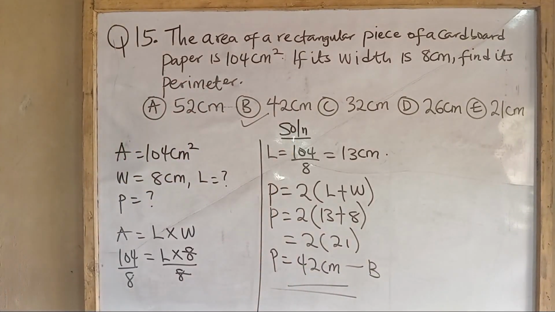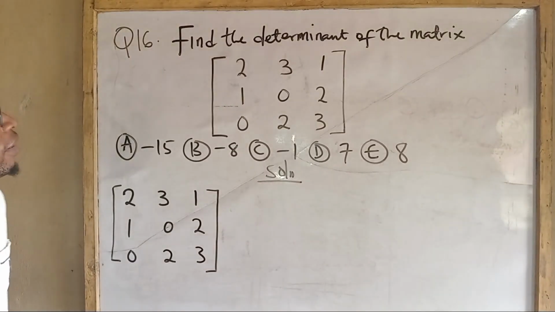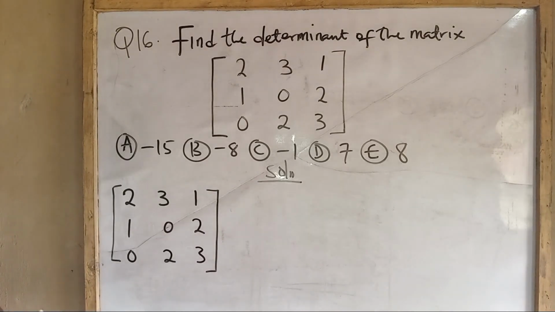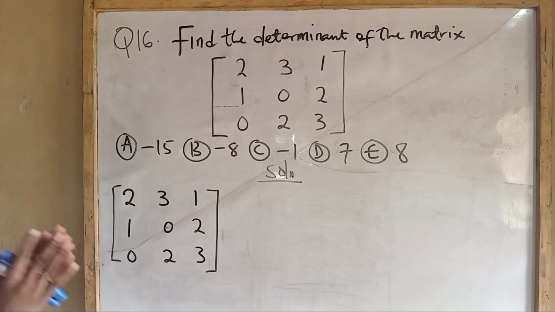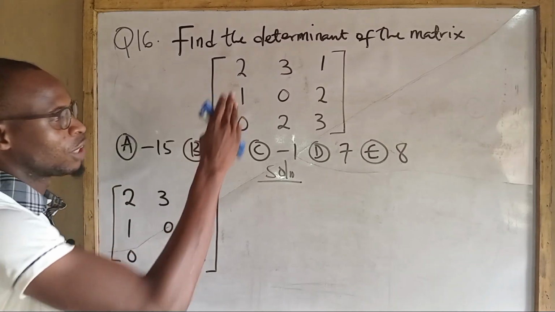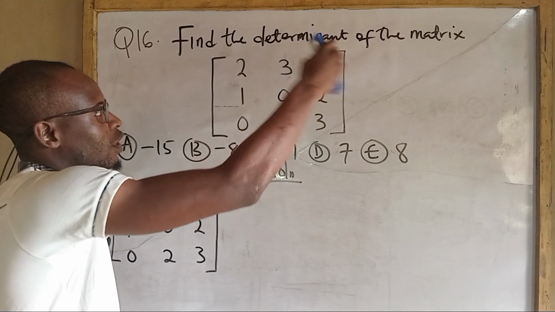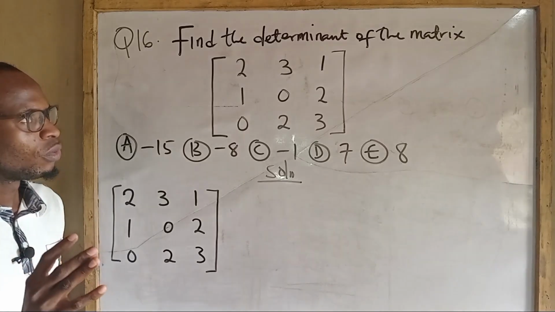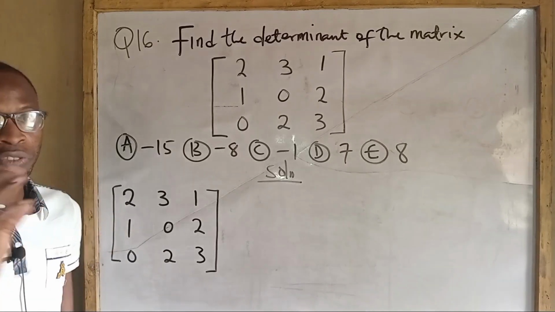Okay, so let's go to the next question. Find the determinant of the matrix. Very interesting topic in mathematics. So for you to find the determinant of a 3 by 3 matrix, because this is actually a 3 by 3 matrix, because we have 3 rows and we have 3 columns. These are rows and these are columns. Good.